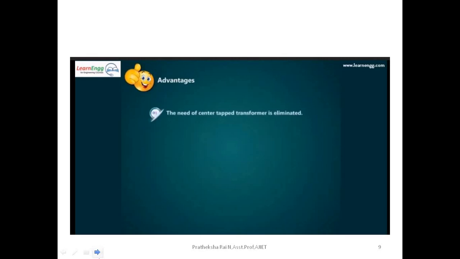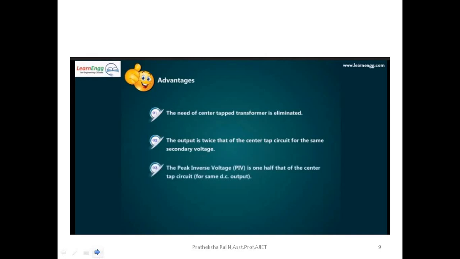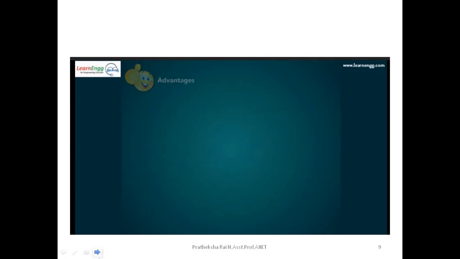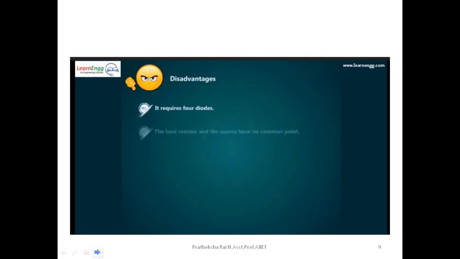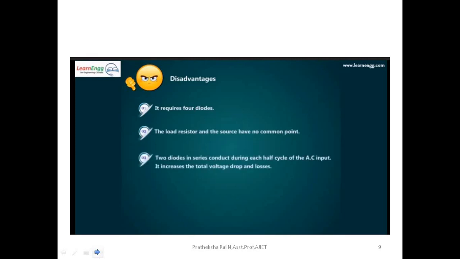Advantages. The need of a center-tapped transformer is eliminated. The output is twice that of the center-tapped circuit for the same secondary voltage. The peak inverse voltage, that is PIV, is 1/2 that of the center-tapped circuit for the same DC output. Disadvantages. It requires 4 diodes. The load resistor and the source have no common point. Two diodes in series conduct during each half cycle of the AC input. It increases the total voltage drop and losses.